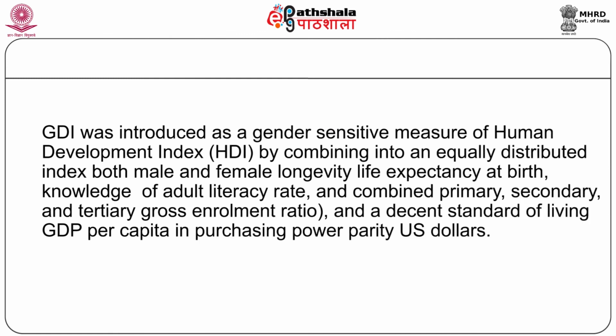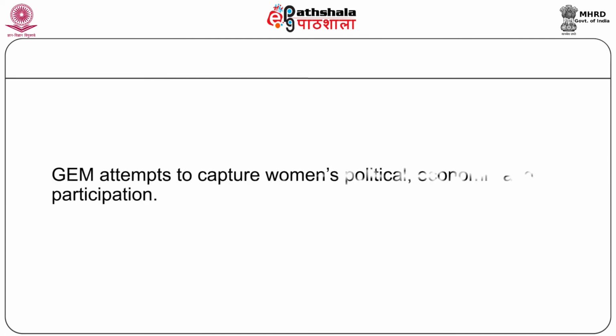GDI was introduced as a gender-sensitive measure of the Human Development Index (HDI) by combining into an equally distributed index both male and female longevity, life expectancy at birth, knowledge, adult literacy rate, and combined primary, secondary and tertiary gross enrollment ratio, and a decent standard of living, GDP per capita in purchasing power parity US dollars. GEM attempts to capture women's political, economic and social participation.